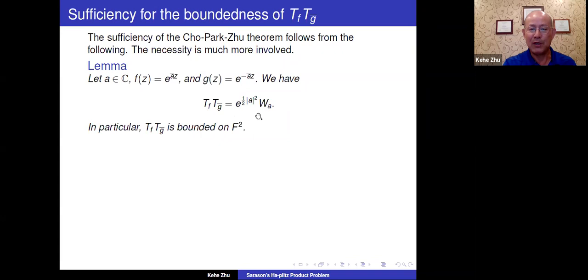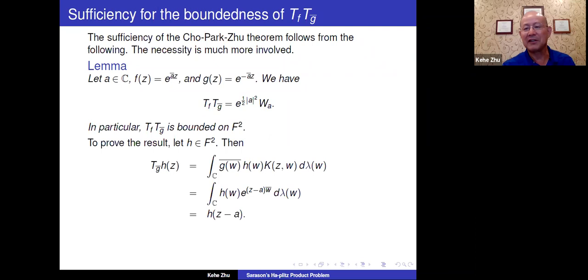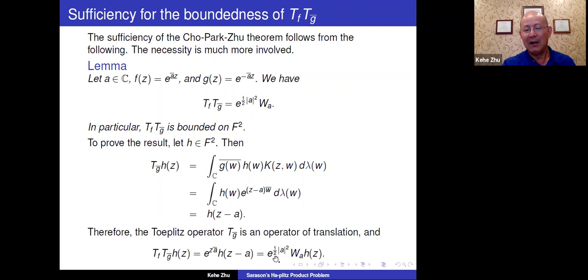The proof is not too difficult. You can just sit down and compute using the explicit form for the reproducing kernel for the Fock space. You can compute T_g bar. It's going to be exactly the translation. And then if you want to preserve norm, you just introduce the Jacobian back. And so if you put a T_f over here, then you get something like this. And after a minor adjustment, this is exactly WA together with a constant. So it's a very simple proof if you know what you're doing.